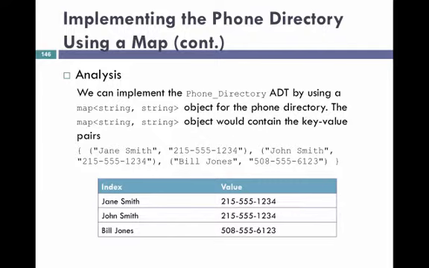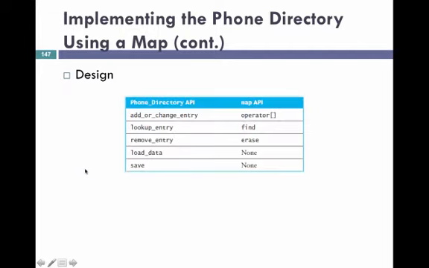So we could implement the phone directory ADT by using a map which will have a string key associated with a string value. And this map object will contain key value pairs, and here's some examples. So in our design, here's our API to do the operations, to add or change entries, to look them up, remove them, to load our phone numbers originally, and to save it to disk.